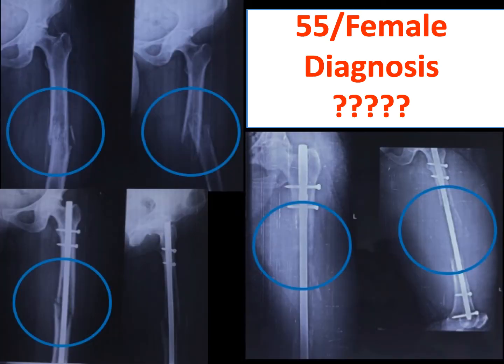Again, sharing a different case, a 55-year-old female with a fracture of the femur. Again, it was thought to be a benign lesion or a metastatic lesion by the orthopedic surgeon, and he put a nail inside. And here we can see the lesion has increased very much in size, and the patient presented with big swelling around the femur.